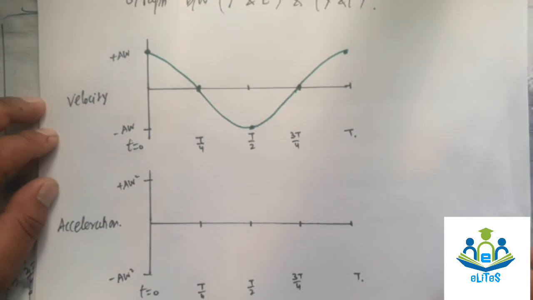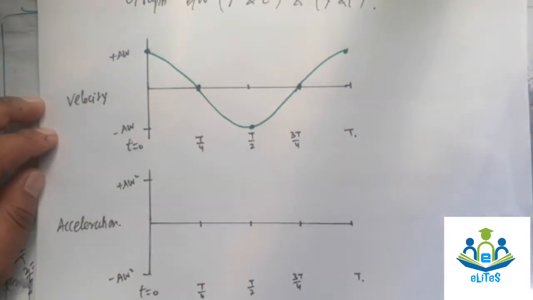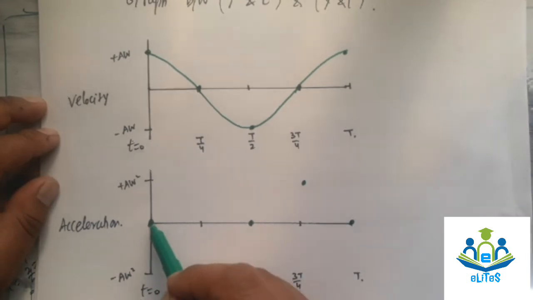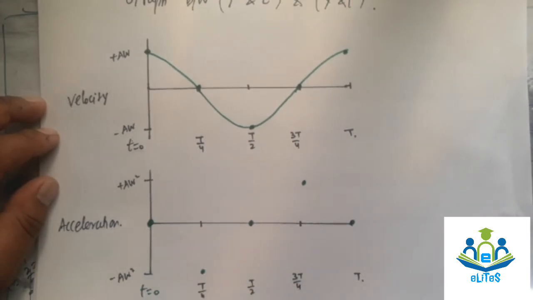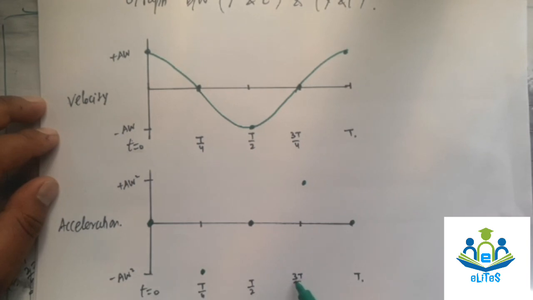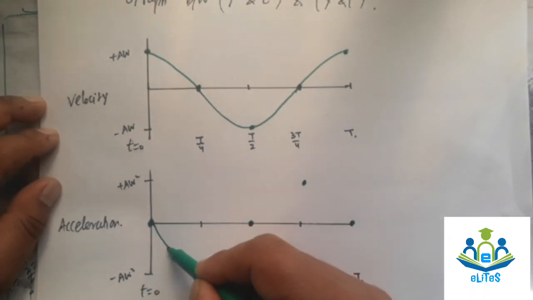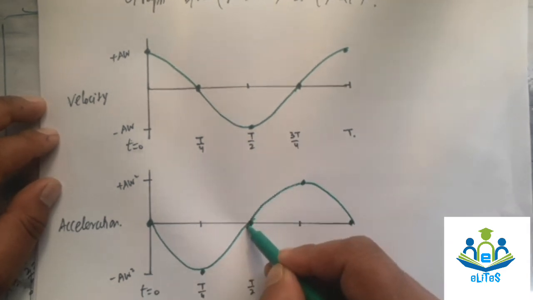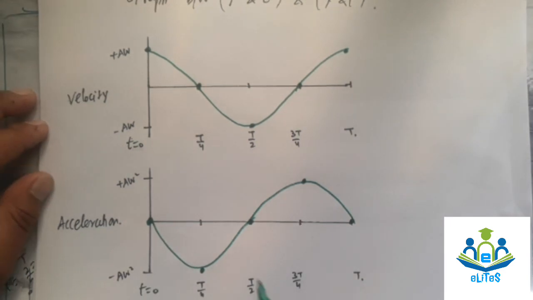Okay. Similarly, we can draw the points for acceleration for different time intervals. See, when time is 0, acceleration is 0. When time is T/4, it is minus a omega square. When time is T/2, it is 0. When time is 3T/4, it is plus a omega square. Again, when time is T, it is 0. Okay. So let's join these points. So this is the graphical representation of acceleration. So these are the graphs for velocity and acceleration.